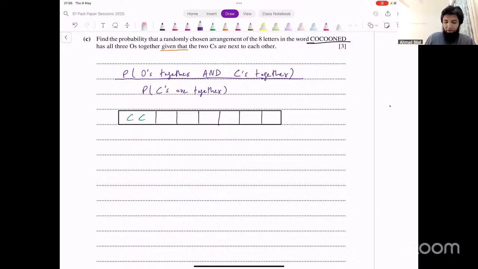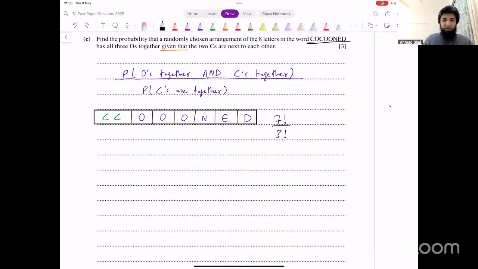And then in the remaining boxes, what are we left with? The remaining letters. There are 6 letters. In how many ways can we arrange these 7 boxes? These 7 boxes can be arranged in 7 factorial ways. But then, how many of these boxes are identical? You have O, O, O in some of them, and then you have N, E, and D. 3 of these boxes are identical, so we divide by 3 factorial because of those 3 O's being identical. The arrangement for C does not matter because they are identical to each other, so they will remain as they are. That's what your denominator is going to be in this fraction.